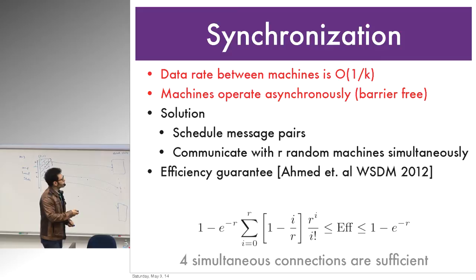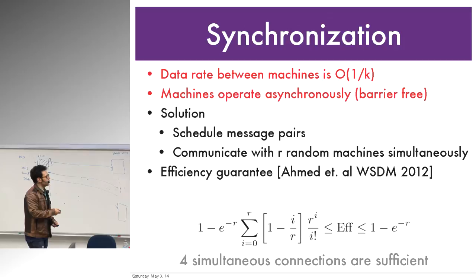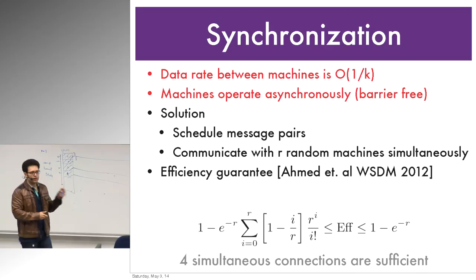Okay? And we have done some analysis about this, and we find that the efficiency, which is the efficiency of using the bandwidth, is bounded from above and below by this equation. It's just a bit of algebraic manipulation. It's very simple. You can look at our paper for that. But this bound depends on how many servers you communicate to at a given point. And empirically, we found that if R equals 4, that's just sufficient to saturate the bandwidth. So you don't have idle servers, and you don't have oversaturated servers.